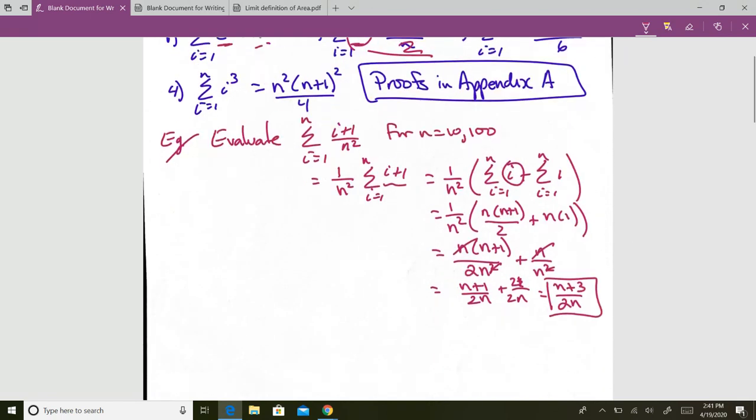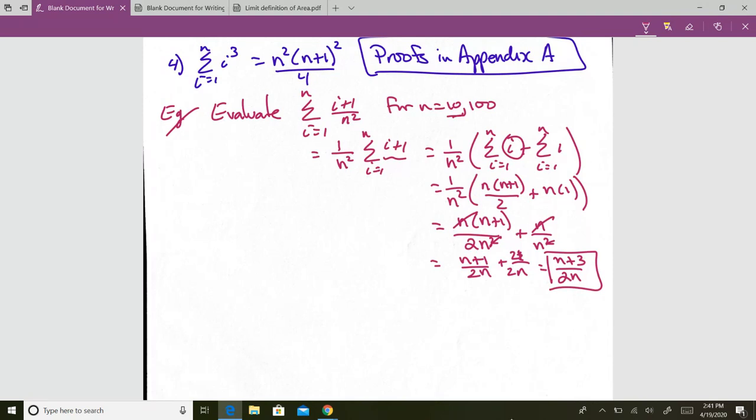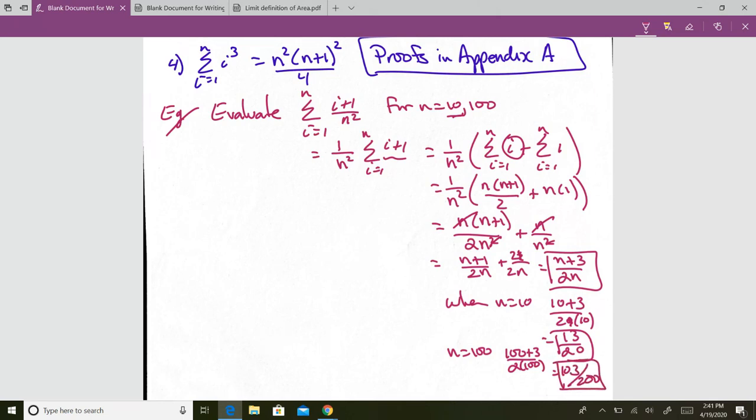So since n is equal to 10 or 100, when n is equal to 10, you just put in 10. I'll get 10 plus 3 over 2 times 10, 13 over 20. When n is equal to 100, it's going to be 100 plus 3 over 2 times 100, so 103 over 200. There you go. If it was 10,000, you could put that in.